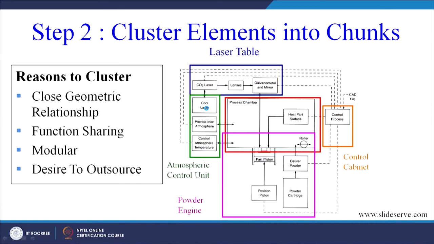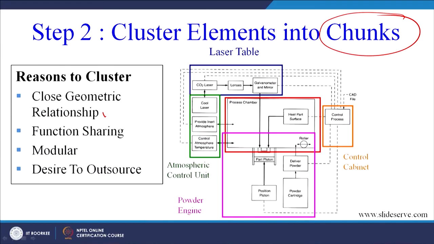In step two, cluster the elements into chunks. Here we can see chunks have to be decided. What is the reason for this clustering or making the chunks? We look at which elements have a close geometric relationship and which are sharing the same function, because we have seen in the previous slide that we will mark the function for each and every part or subsystem. So there may be 3 or 4 different sub parts which have the same function, and we will make them into one chunk.